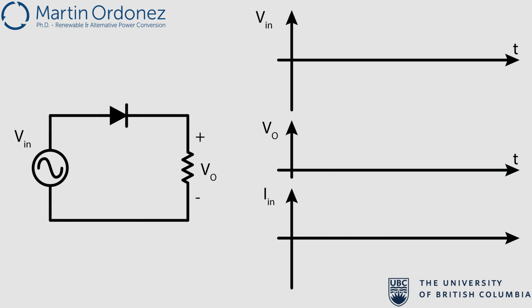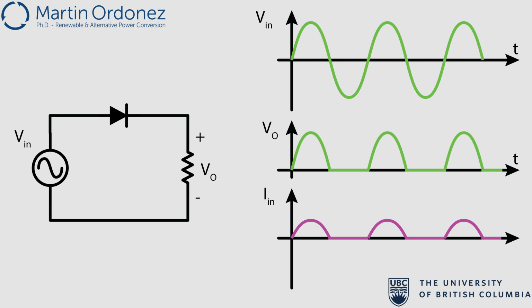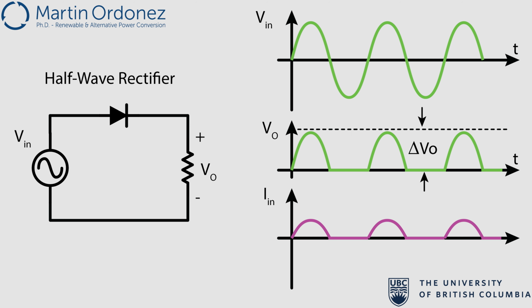Now let's apply an AC voltage to the circuit instead of a DC voltage source. In this situation, during the positive half cycle, the diode will be on and the output voltage will be equal to the input voltage. However, during the negative half cycles, the diode will be off and the output voltage will be equal to 0. After a few cycles, the output voltage looks like this. This is the simplest kind of rectifier, which is called a half-wave rectifier. As can be seen, the output voltage ripple is huge.